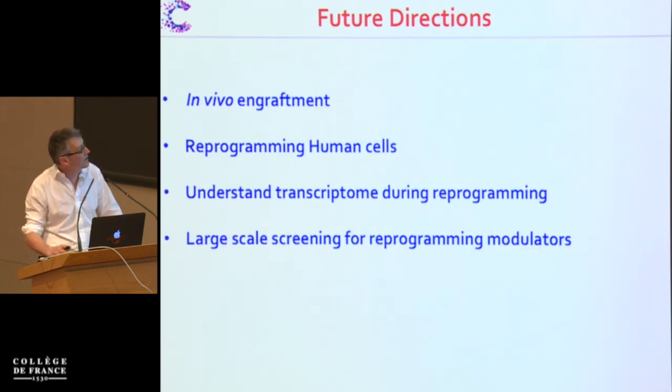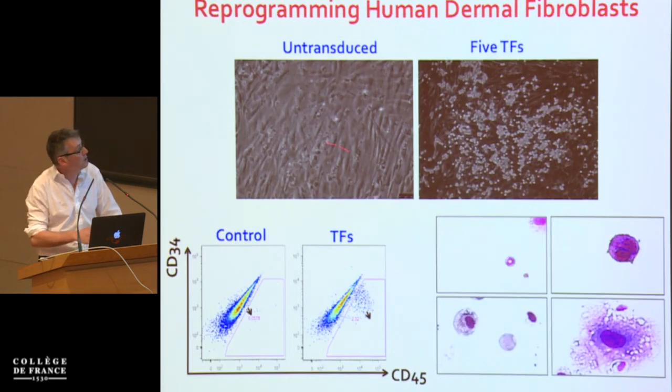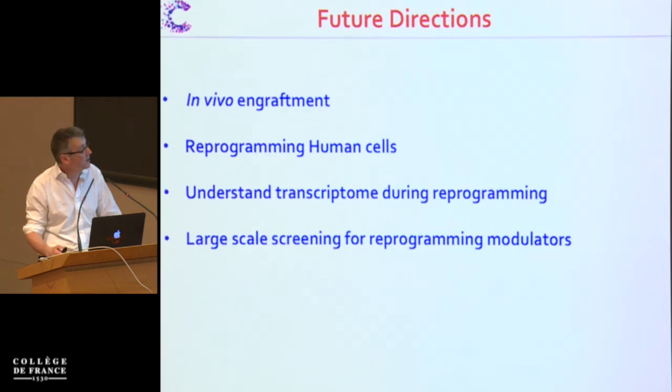The next question was, can we reprogram human cells? And indeed, we're able to do this. We can take human dermal fibroblasts, express the 5 transcription factors, and we get CD45 positive cells that have the morphology of hematopoietic cells. What we're trying to do now is to better understand the transcriptome changes during this reprogramming. Also, because it's not very efficient, we would like to screen for a factor or compound which will allow us to improve the efficiency of this reprogramming.